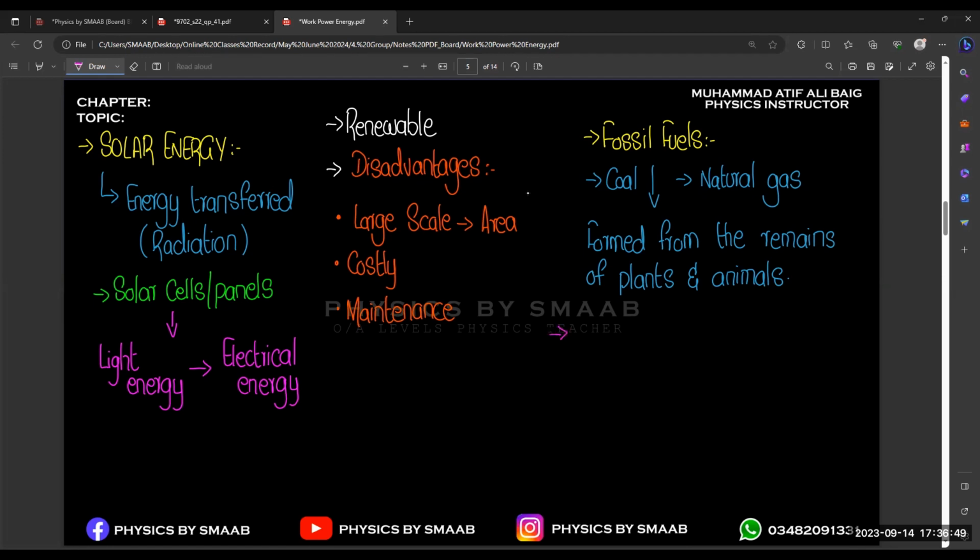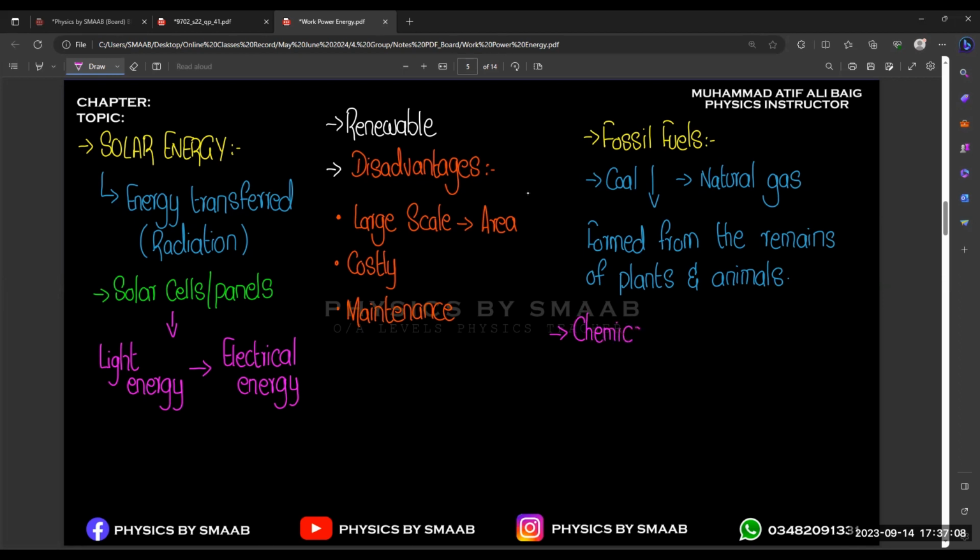Okay, so we're getting chemical energy. Basically we are converting chemical energy into thermal, right? If you take the example of natural gas, it is a type of chemical energy, and we convert it to some other type, right?